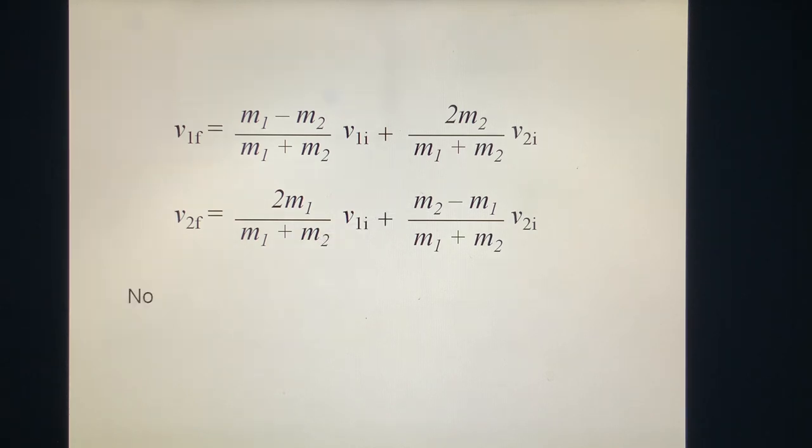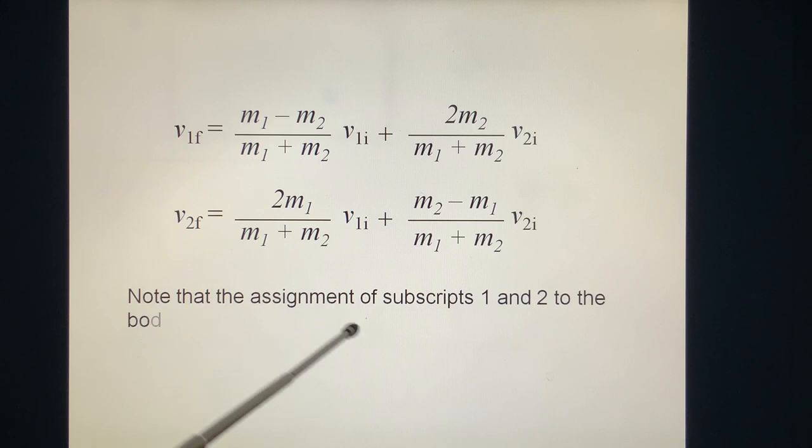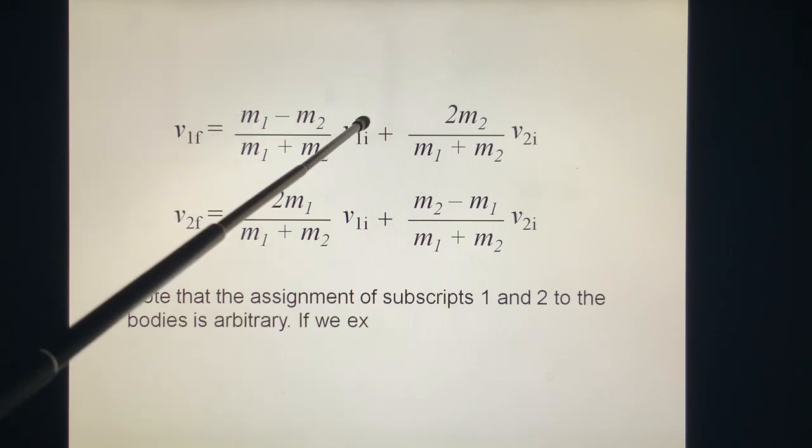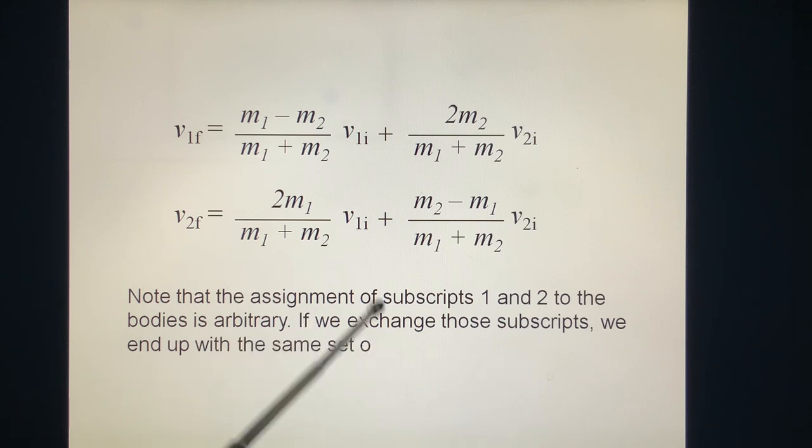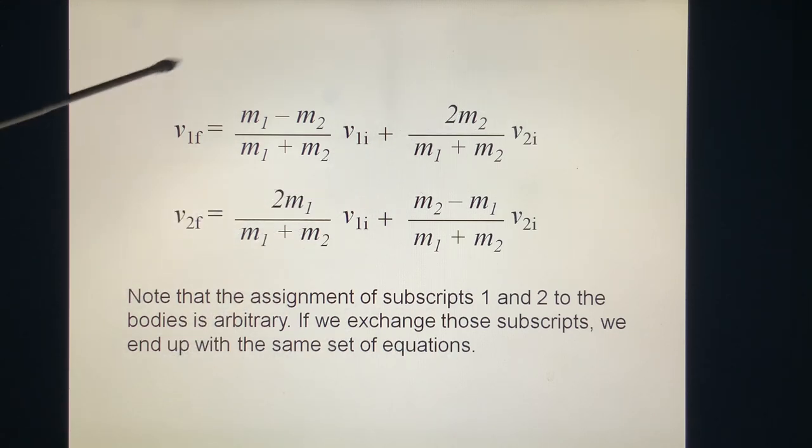Now this is the answer. Notice that the assignment of subscripts 1 and 2 to the bodies is arbitrary. If we exchange those subscripts, we end up with the same set of equations, so there's symmetry.